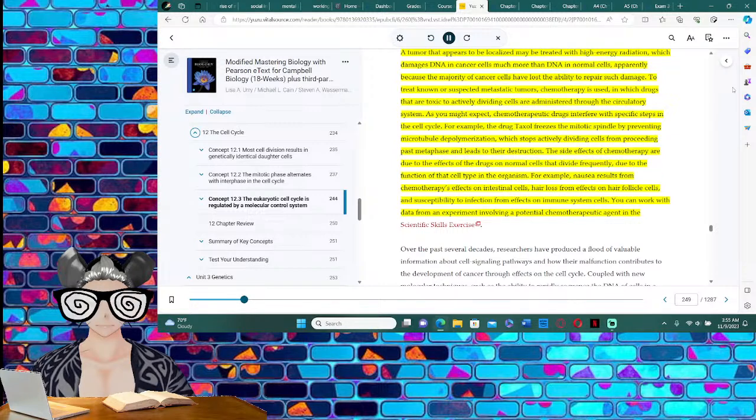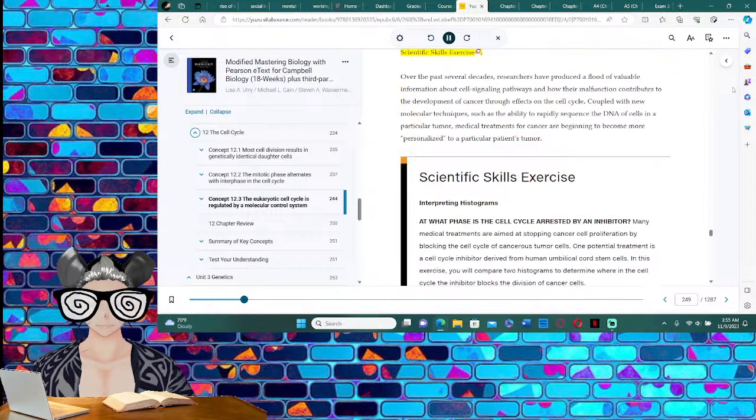The side effects of chemotherapy are due to the effects of the drugs on normal cells that divide frequently, due to the function of that cell type in the organism. For example, nausea results from chemotherapy's effects on intestinal cells, hair loss from effects on hair follicle cells, and susceptibility to infection from effects on immune system cells. You can work with data from an experiment involving a potential chemotherapeutic agent in the scientific skills exercise.